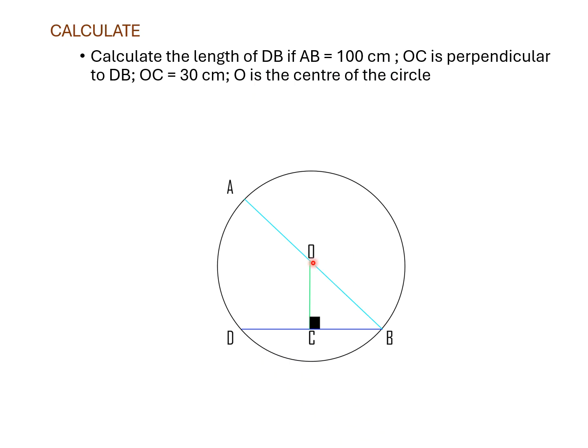So if O is the center of the circle, I assume you know AB is a diameter. And then automatically AO is a radius, and OB is a radius, and the radii are equal to each other. So those are just basic observations. So let's solve the problem.